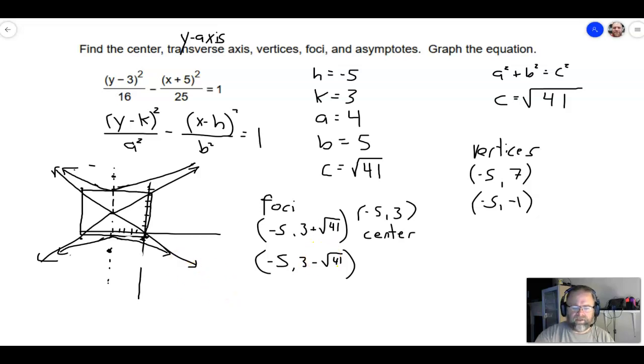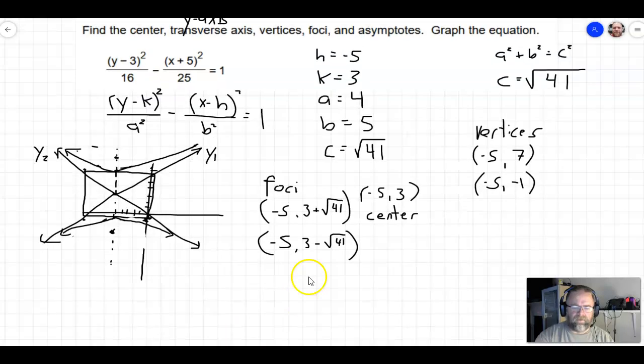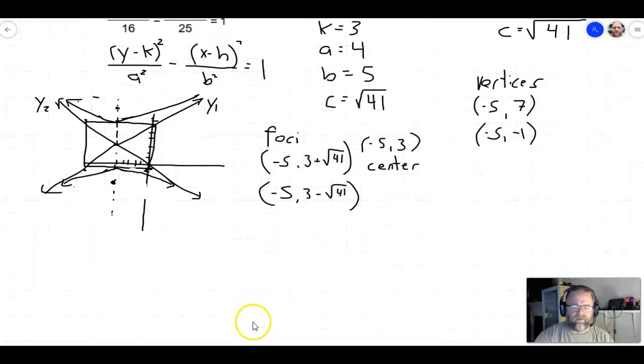Now, how do I find the equations of the asymptotes? Well, I know two things, right? I know that it goes through this center point here, and I know that it goes up 4 and over 5, we'll call this one y1, and for y2, we know it goes up 4 and to the left 5. So with a point and a slope, that begs the point-slope formula. So quick review, the point-slope formula is y minus y1 is equal to m times x minus x1.